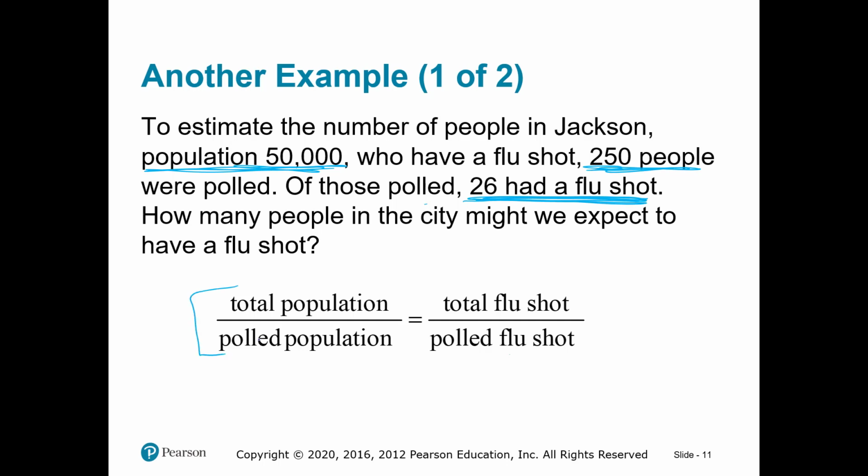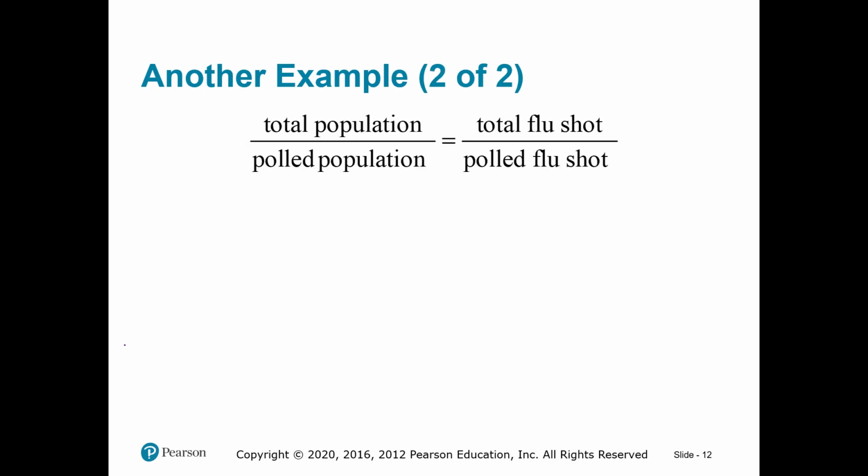This part right here, where they write it in words, to me, that is the most important part. Write the words down. When you can write the words down like this, it's very easy to see where you're putting your numbers. Total population is 50,000. They polled 250 people. I don't know how many had the flu shot out of this 50,000, but what I do know is 26 people had the flu shot out of the 250. Got it? Okay. One fraction equaling another, yes?